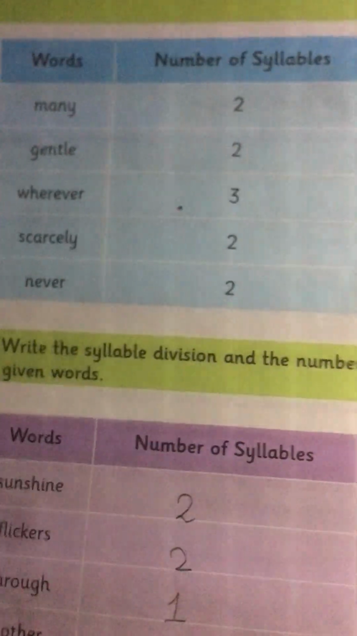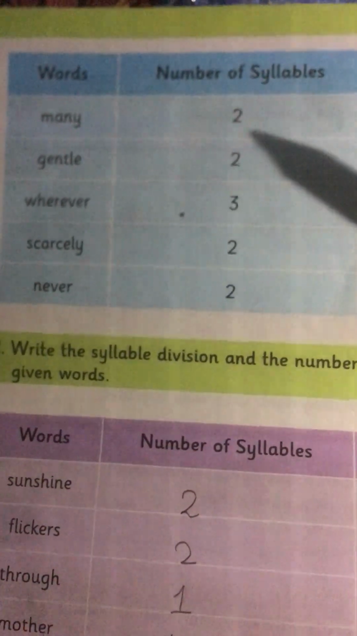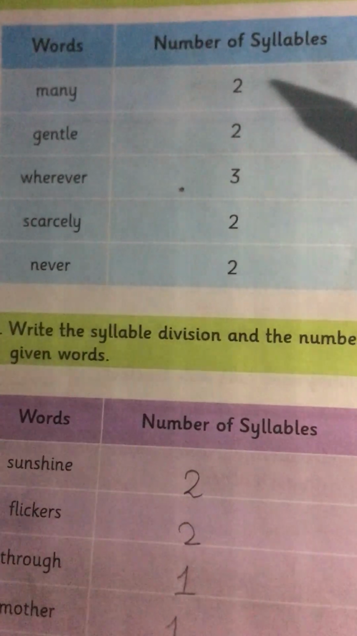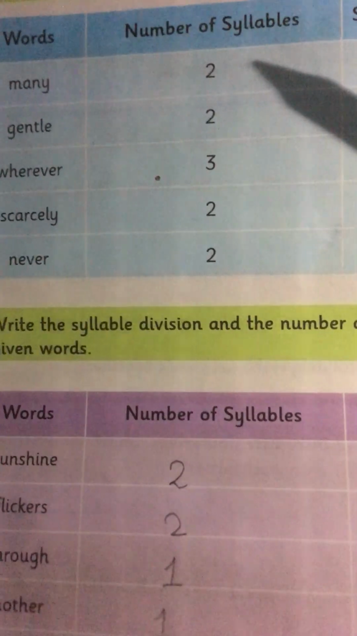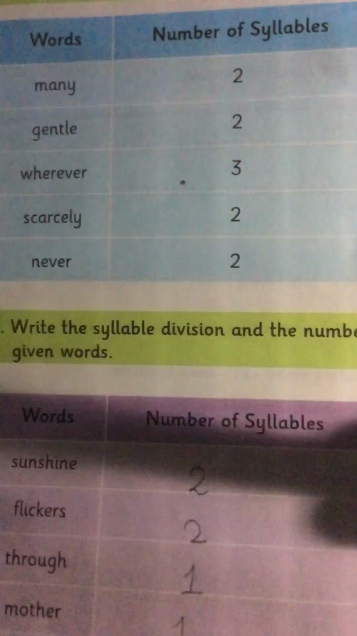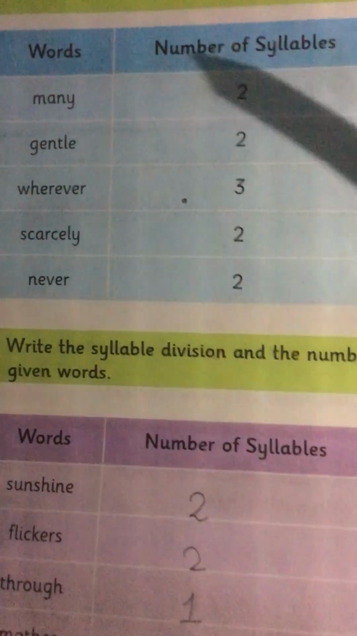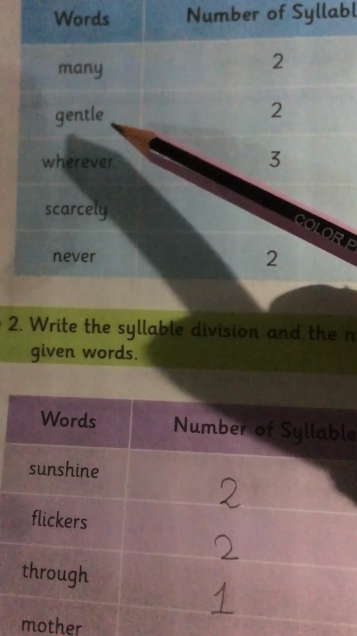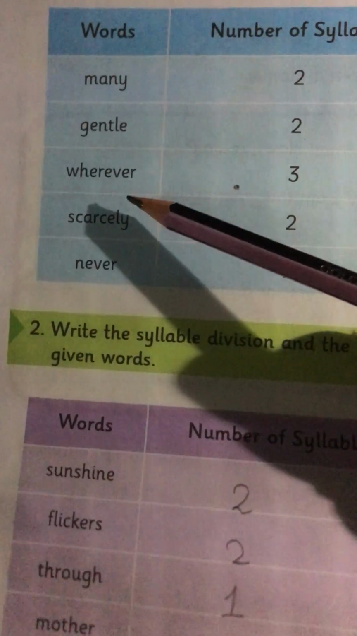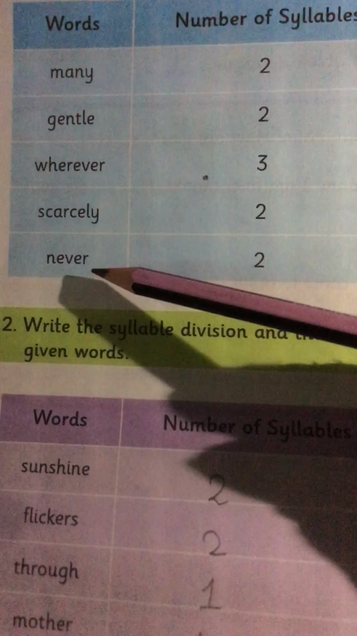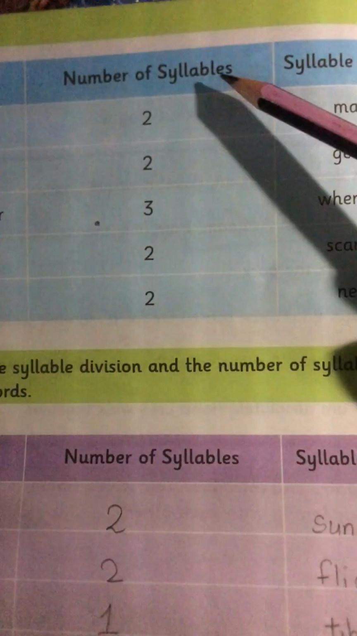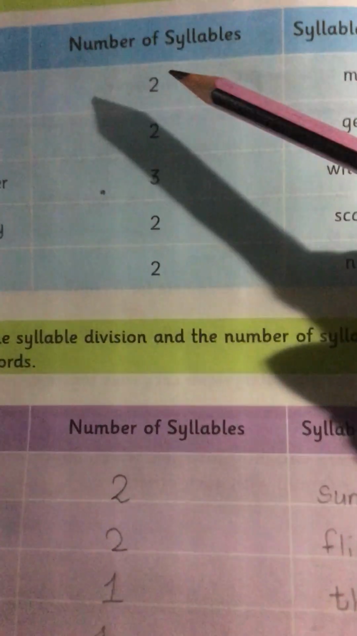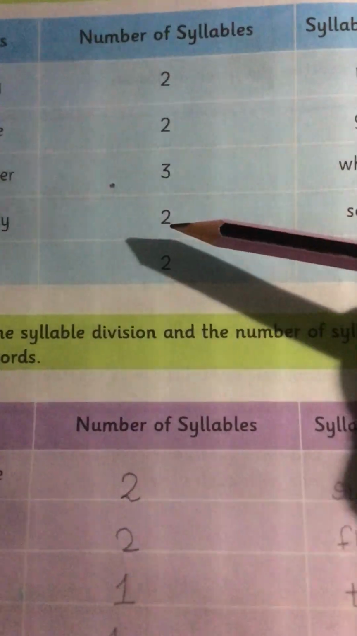As we have recorded the video related to the syllables, and I have given you the clear concept how we can identify the syllables, how many syllables a word is having. The words mentioned here are: many, gentle, whenever, wherever, scarcely, never. Number of syllables: 2, 2, 3, 3, 2, 2.